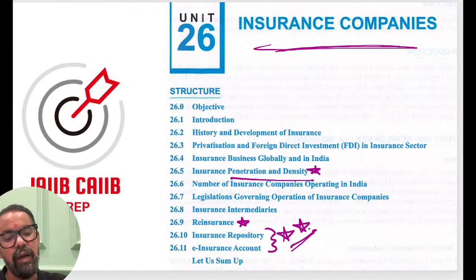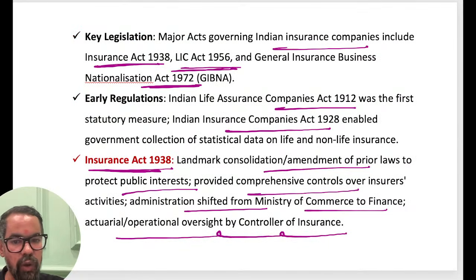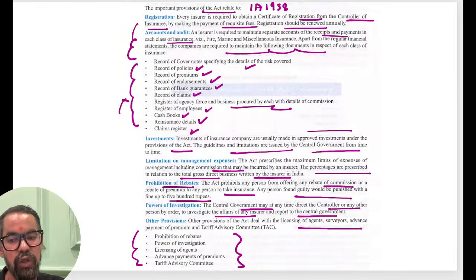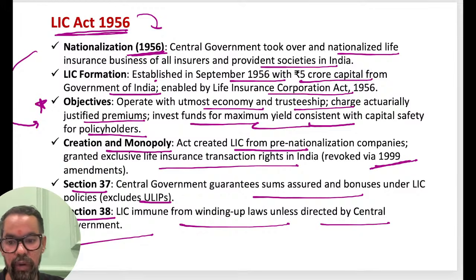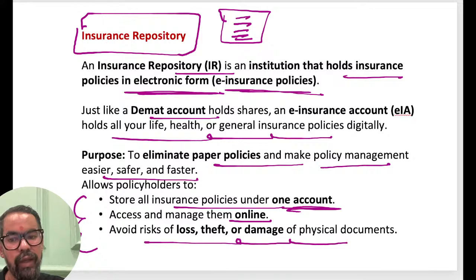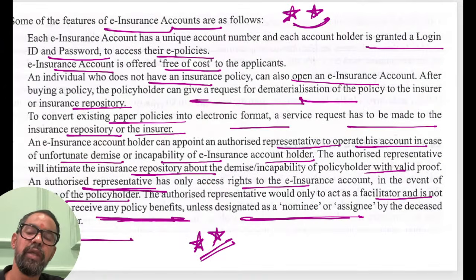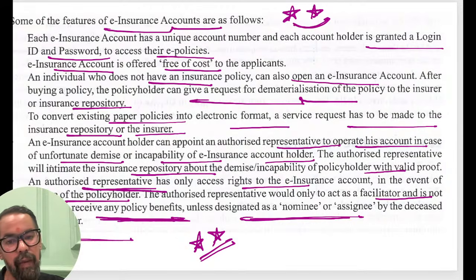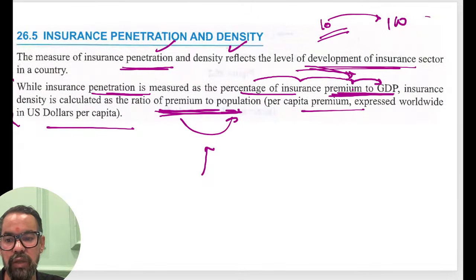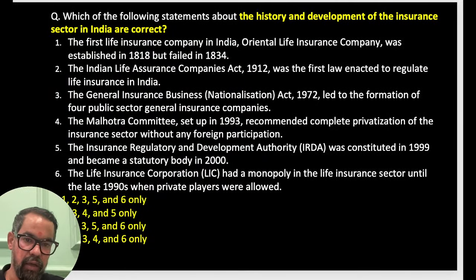Apart from this, the rest, the historical figures and all, you can go through, like the Malhotra Committee and its recommendations, and the different insurance companies. GIC Re also got asked in a previous examination. So do revise these areas quickly, and they'll help you. But this e-insurance, density and penetration portion also gets asked many times. Okay, so when it comes to historical background, let's try to practice with this particular question.